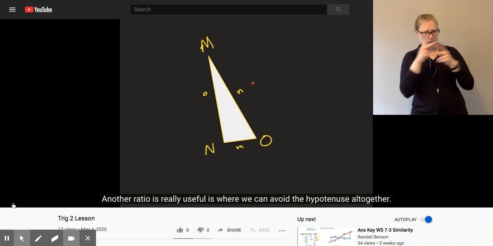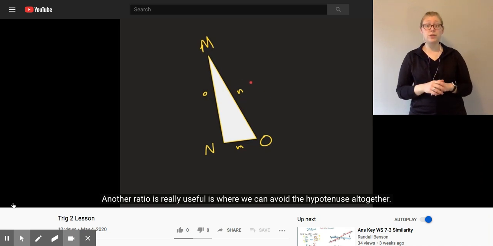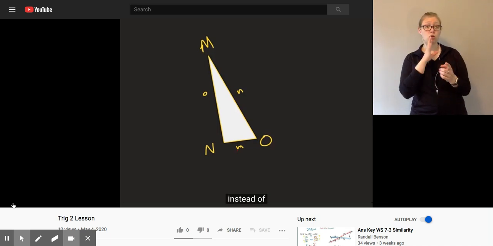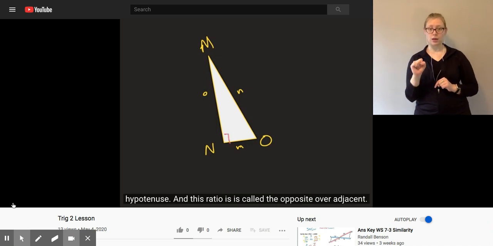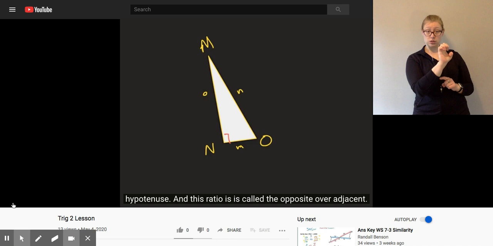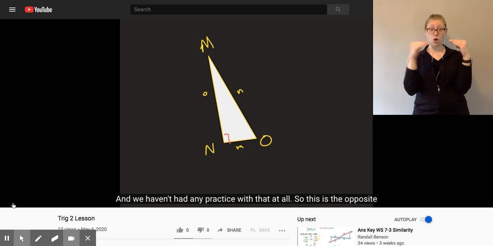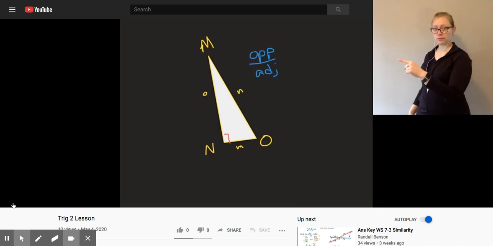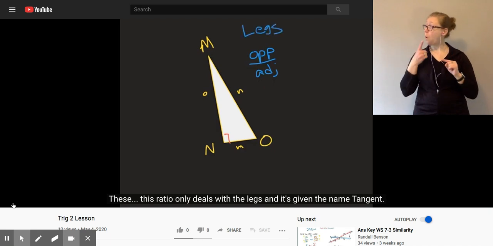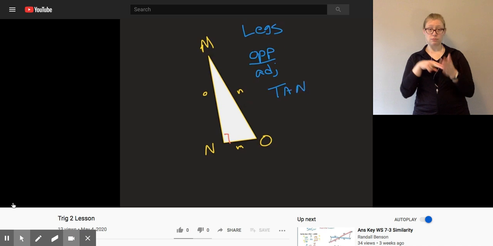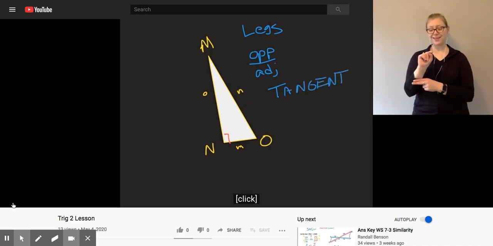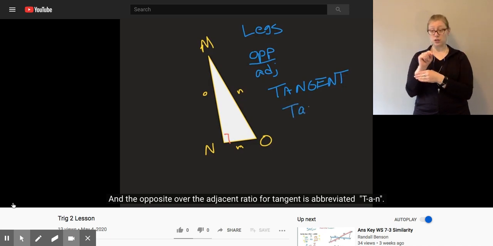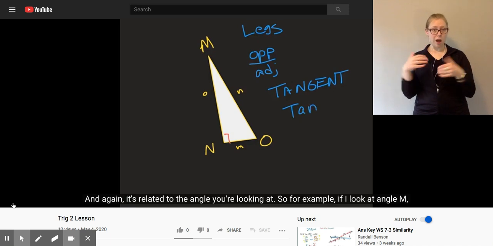And so another ratio that is really useful is one where we can avoid the hypotenuse altogether. In that case, we're just talking about the two legs of the right triangle instead of the hypotenuse. And this ratio is called the opposite over adjacent, and we haven't had any practice with that at all. So this is the opposite over the adjacent side. This ratio only deals with the legs, and it's given the name tangent. And the opposite over the adjacent ratio for tangent is abbreviated TAN. And again, it's related to the angle you're looking at.